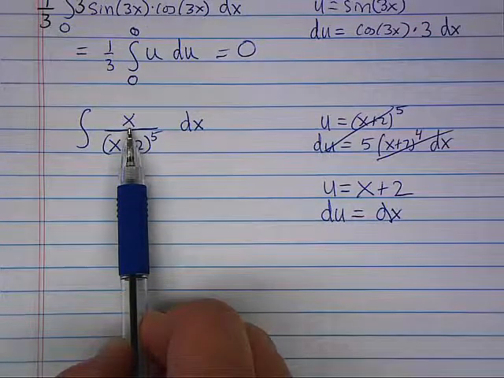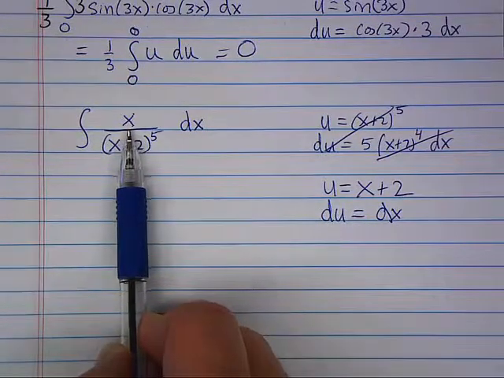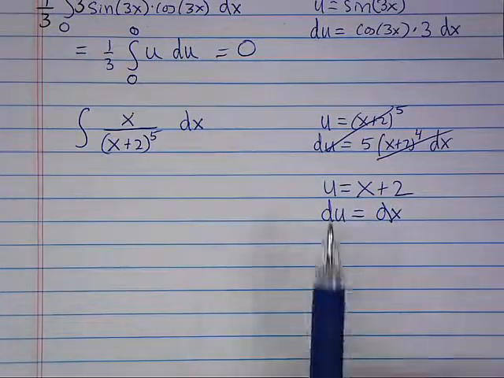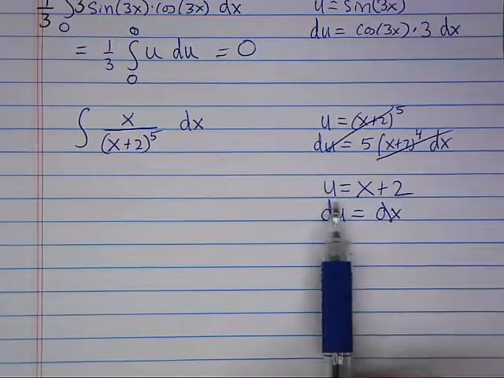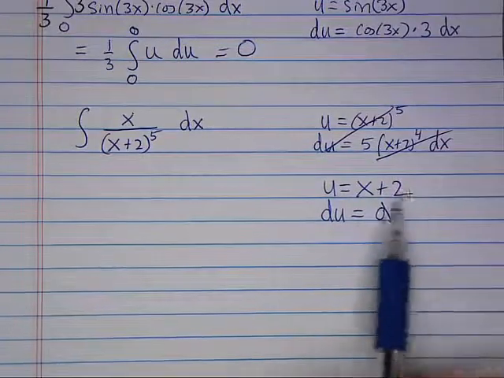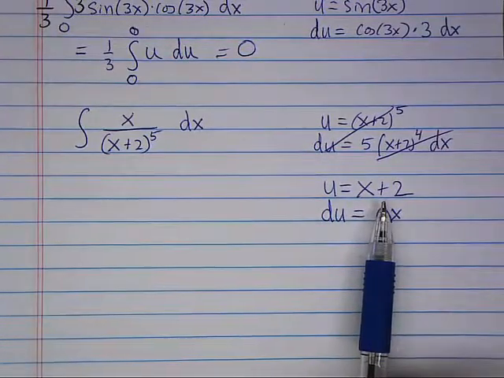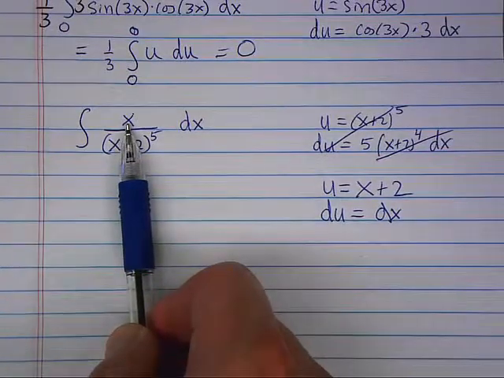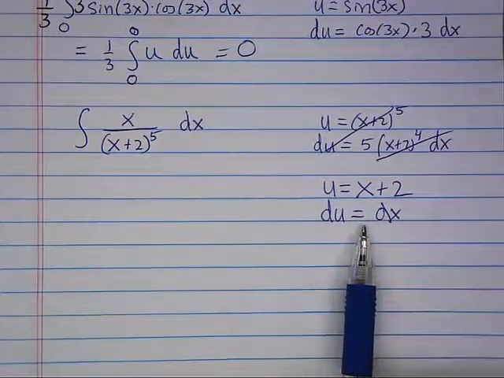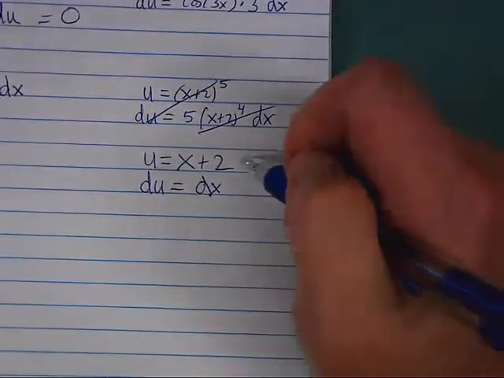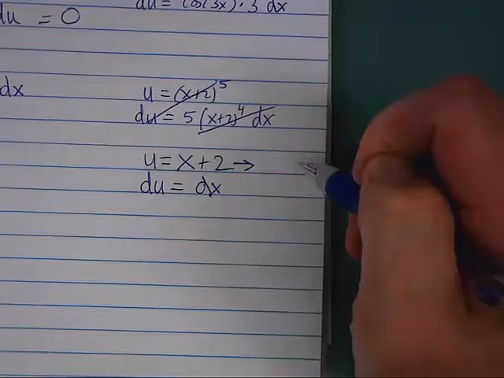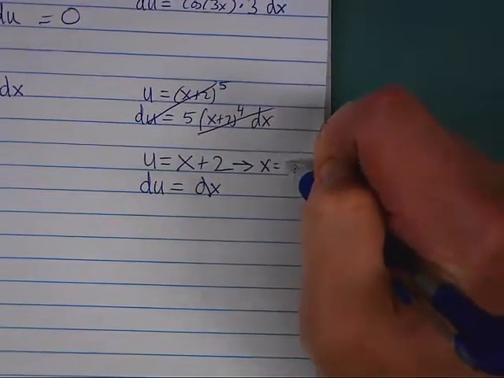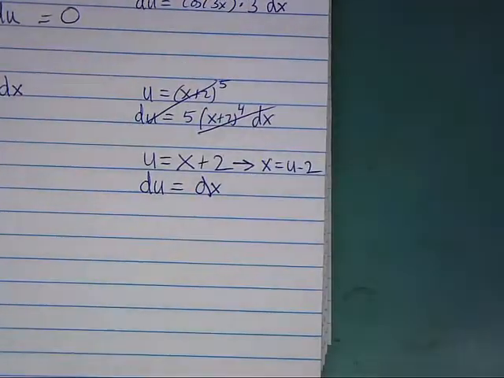No. All right, so this is going to happen every now and then. Every now and then, you're going to let u be x plus 2. U is something linear. This will almost always happen when you have a linear term here, and in your original problem, you have an x up here that you can't get rid of using your du. So what you're going to do is take this little linear equation and solve it for x: x equals u minus 2.